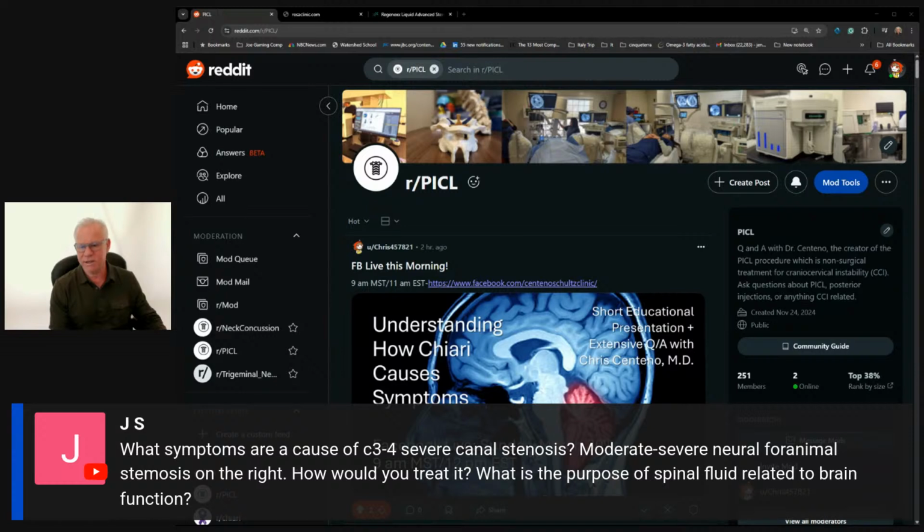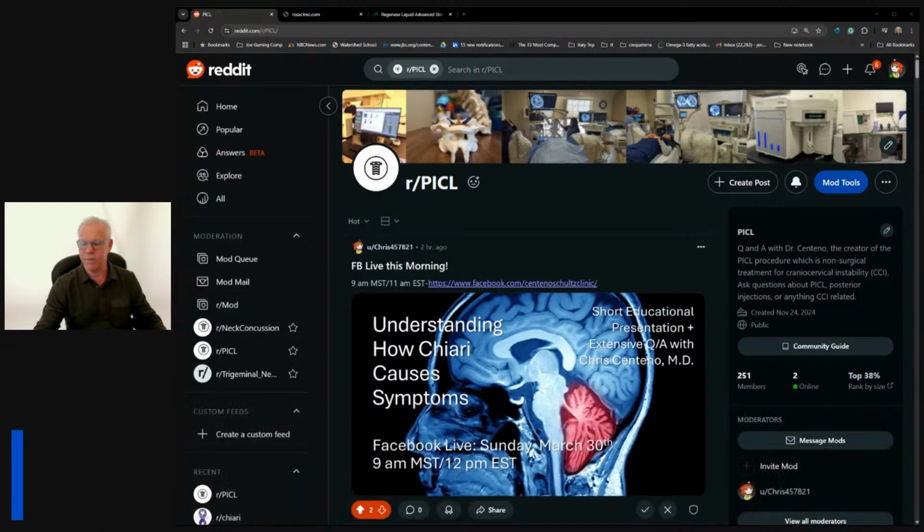JS, what symptoms are a cause or maybe happen because of C3-4 severe canal stenosis, with neuroforaminal stenosis on the right? So when it comes to stenosis at 3-4, usually you're talking about symptoms into the upper traps or burning into this area in the upper traps. Now, having said that, if you've got severe central canal stenosis there and there's pinching of the spinal cord, that can cause symptoms anywhere below that, and that includes into arms, legs, etc. So once you get into severe spinal canal stenosis, central canal, we're talking about a different ball of wax there.